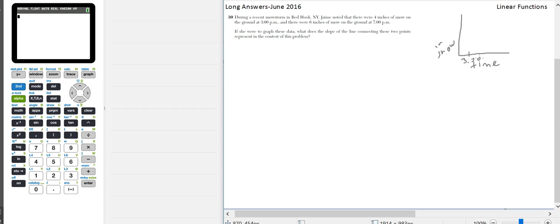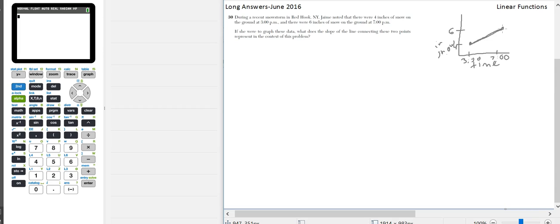At time 3 o'clock, there were 4 inches of snow. And at 7 o'clock, there were 6 inches of snow. So the slope of the line would be whatever the slope of this gray line is.